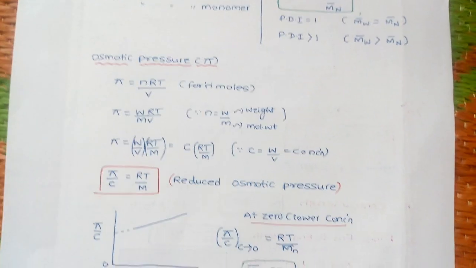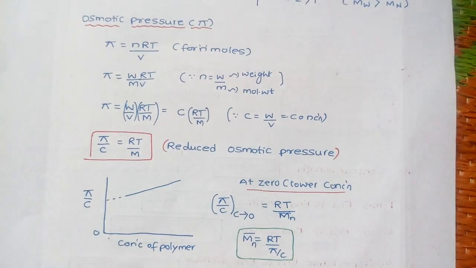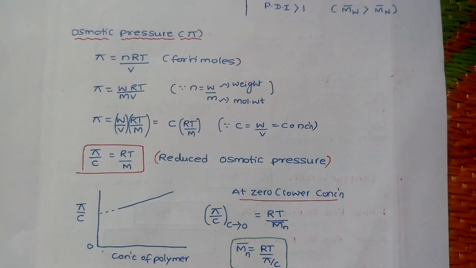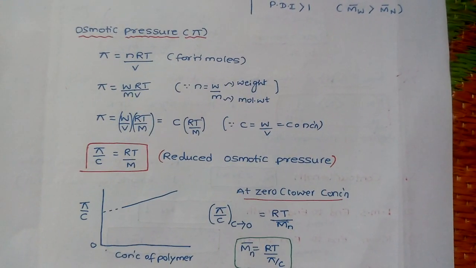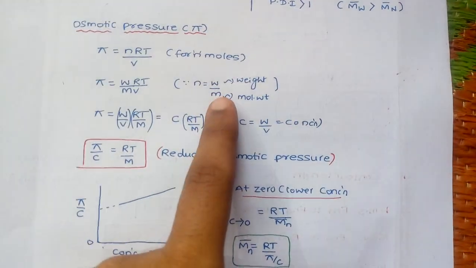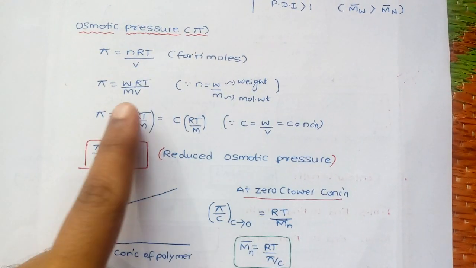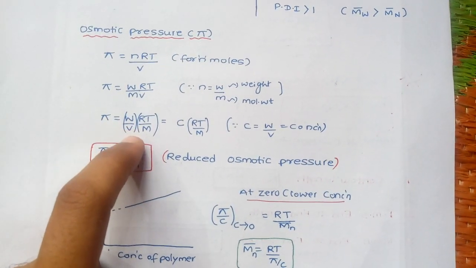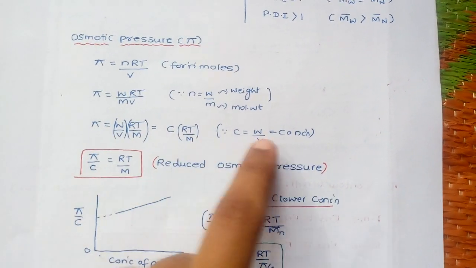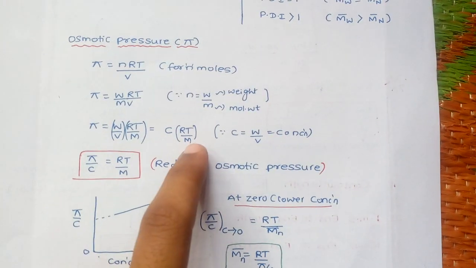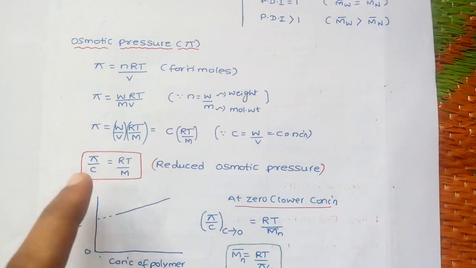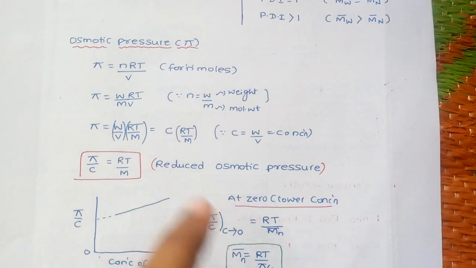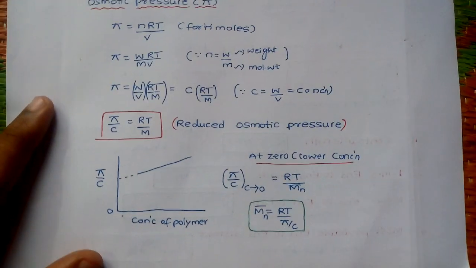Next is osmotic pressure. This is calculated by the formula pi is equal to nRT by V, where n is the number of moles. Here you know that n is equal to W by M, weight by molecular weight. While substituting, we get W by V into RT by M. You know that W by V is the concentration C, so pi by C is equal to RT by M. It is called reduced osmotic pressure.